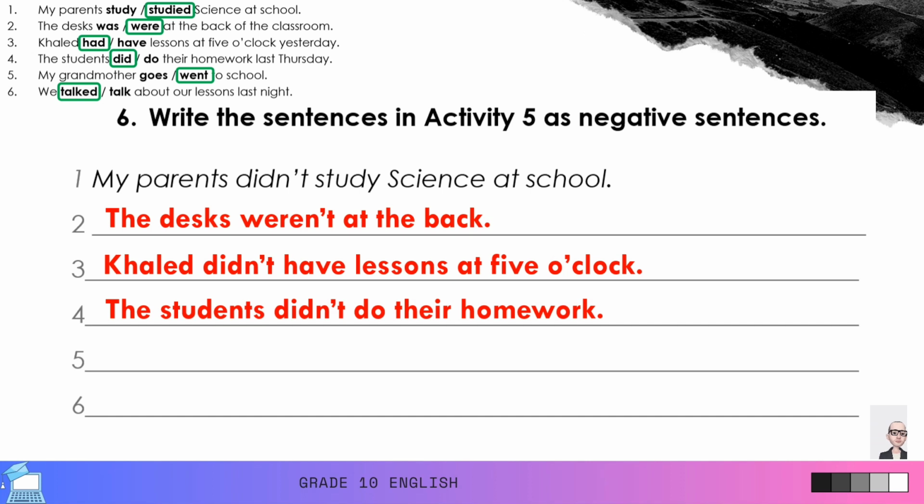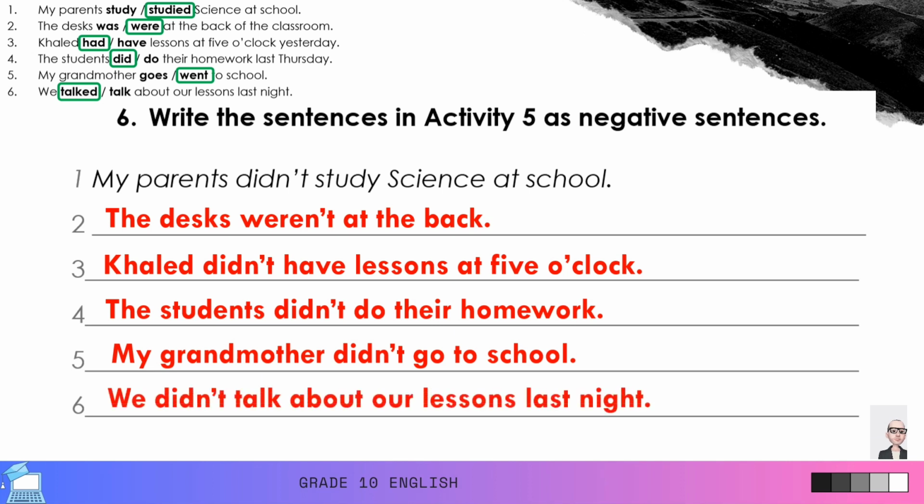Number 5, my grandfather went to school. Oh, grandmother, sorry. My grandmother didn't go to school is the correct one. And in number 6, we talked about our lessons last night. We didn't talk about our lessons last night. Okay, so that's a quick review of the past simple. In the negatives, didn't, and then the present or first form of the verb, but be careful with was and were, because those will only take not, was not or were not, which can be shortened to wasn't or weren't.